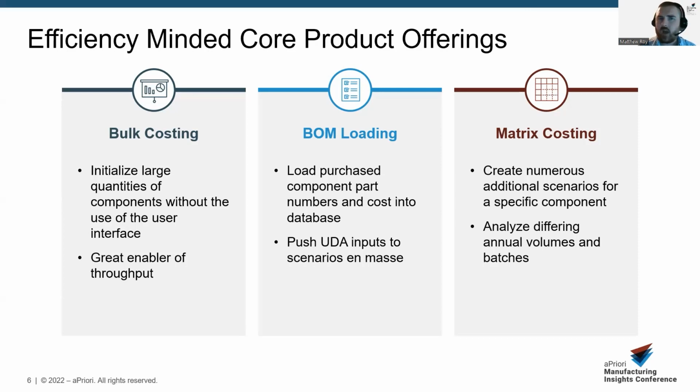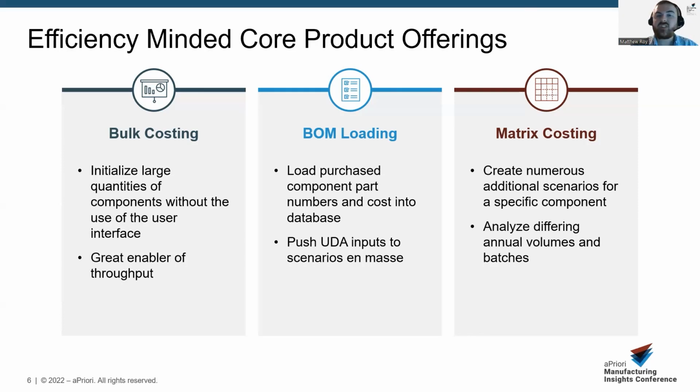And then lastly, matrix costing. Matrix costing, if you're not familiar with it, is inherent functionality that allows us to create a number of different scenarios that are reflective of varying geographical areas of the world that the part's being manufactured in, along with different volumes and batch sizes. Not listed on here, but just a quick mention.